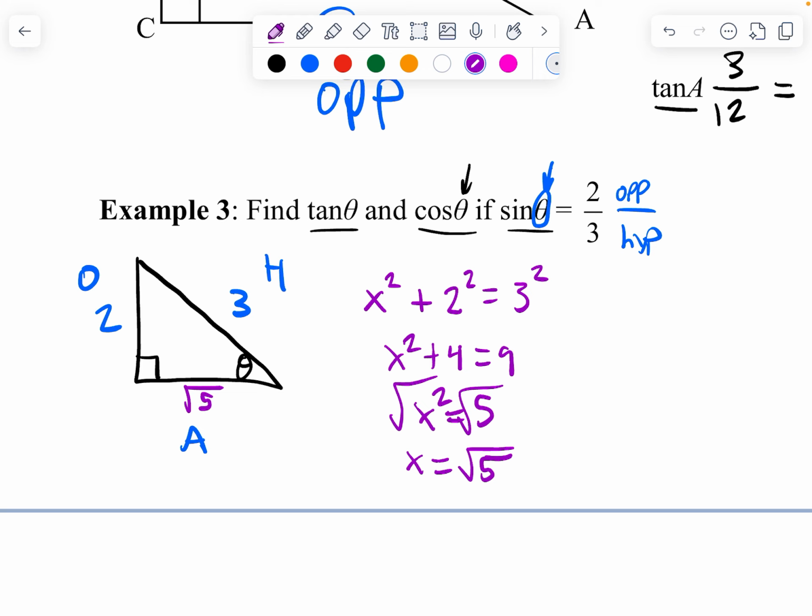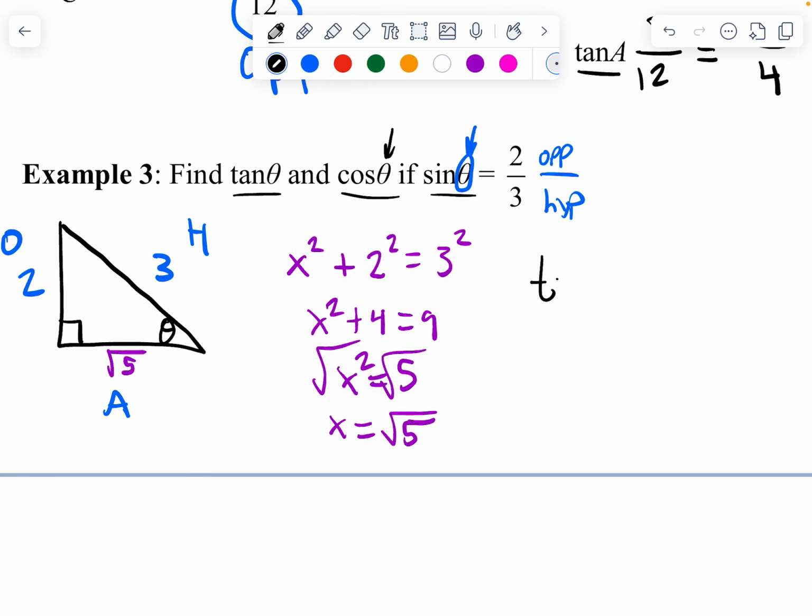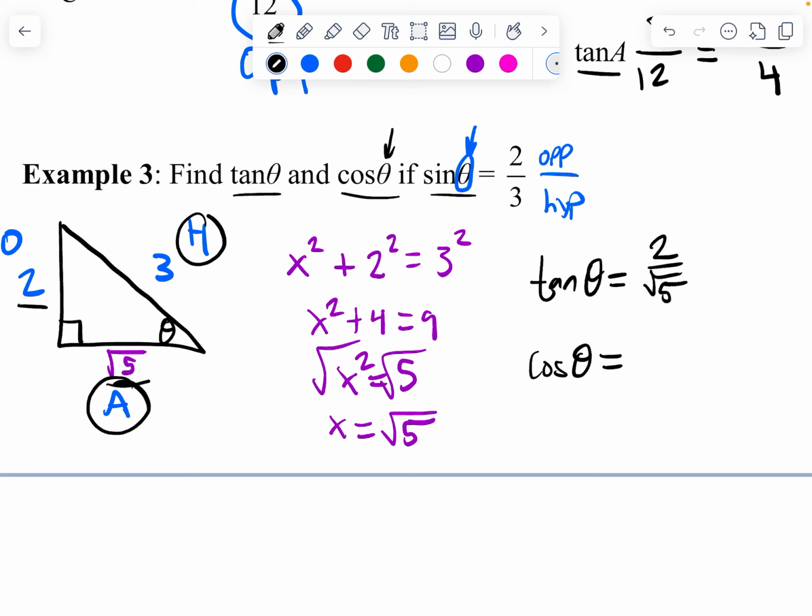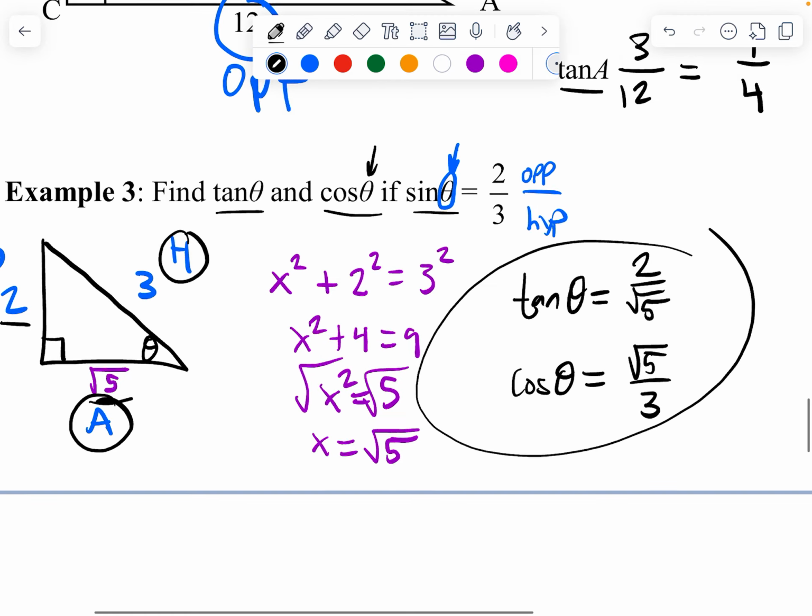And now you can find the tangent and the cosine. So tangent, remember, is the opposite over adjacent. Opposite 2, adjacent root 5, so 2 over square root 5. Answer. And then our cosine of theta is going to be the adjacent over hypotenuse, so that's root 5 over 3. And there you go. There's your answers.